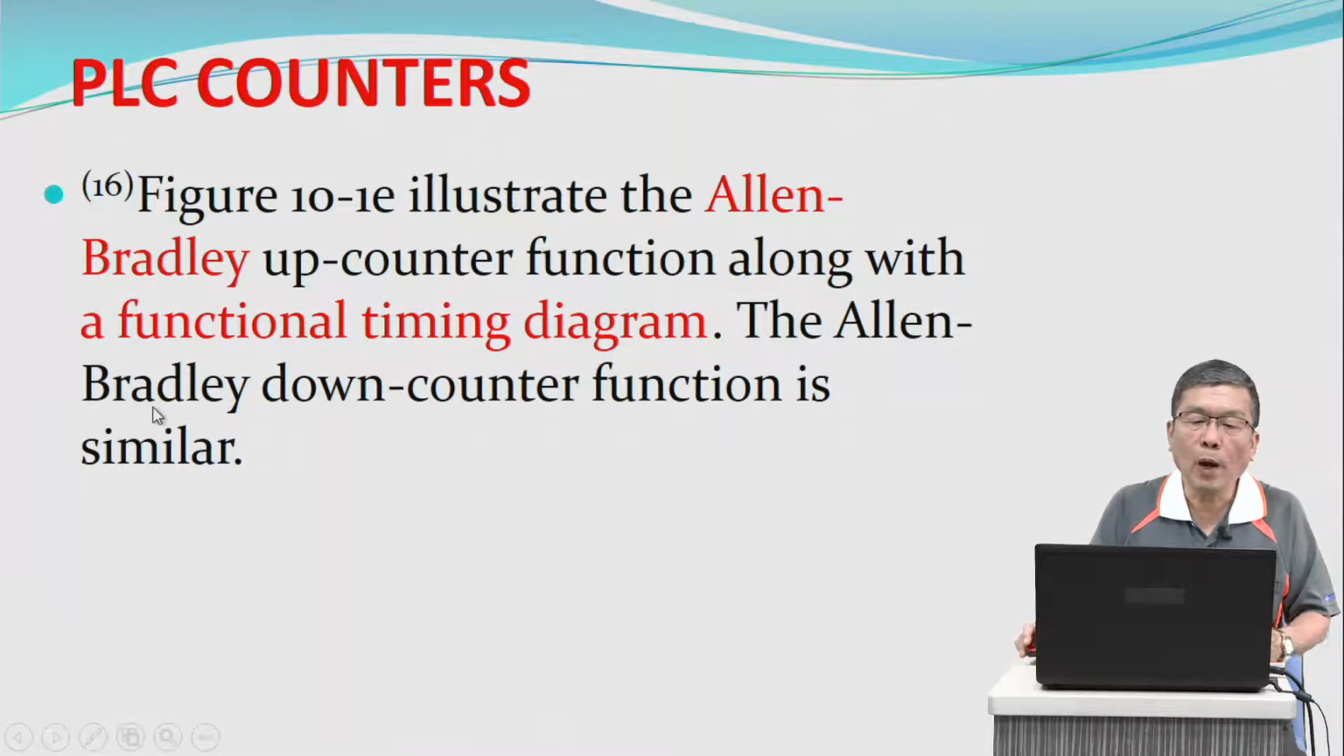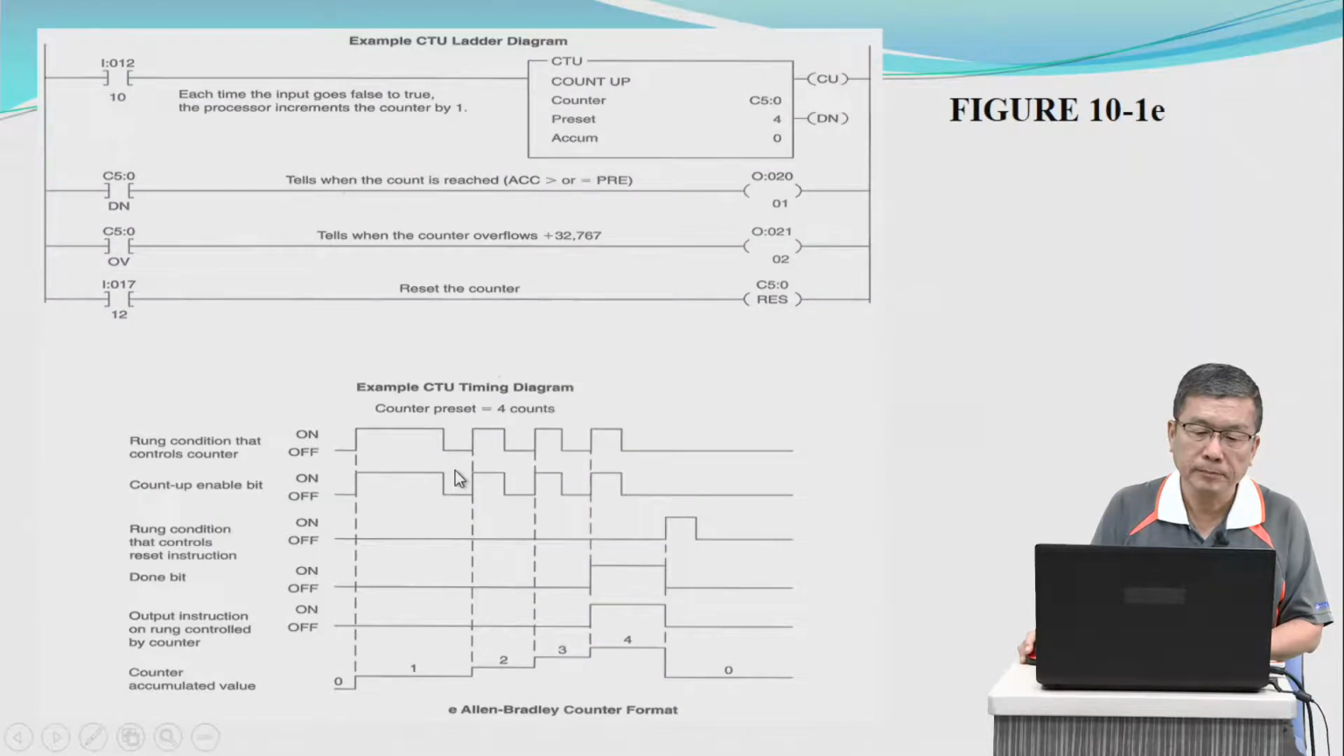Figure 10.1e illustrates the Allen-Bradley up counter function along with the functional timing diagram. The Allen-Bradley down counter function is similar. This is the Allen-Bradley up counter format, and this is the timing diagram.